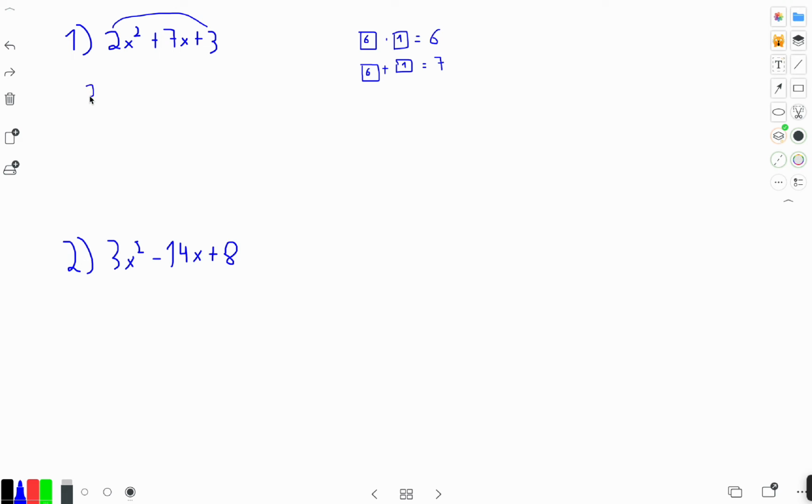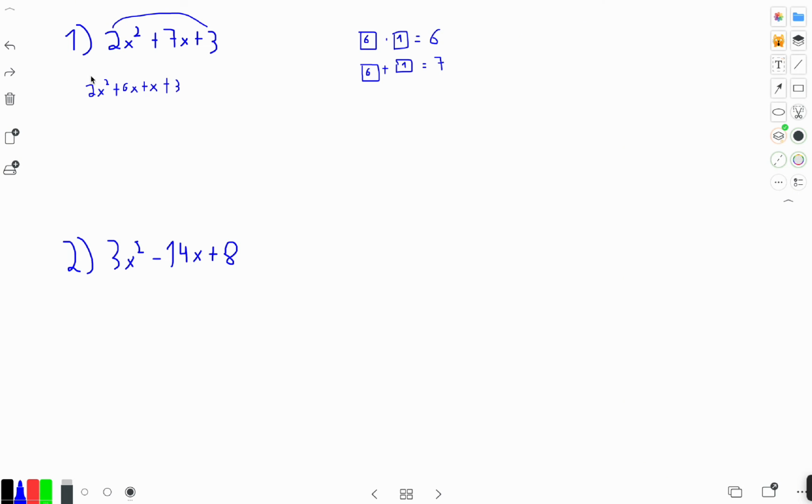We're going to keep our first term, 2x squared. Now instead of writing plus 7x, we're going to write plus 6x and plus x. As you can see, 6x plus x is 7x, but we just split the middle term into two other terms, and you're going to see why we did that in just a second. Then we keep our last term, plus 3.